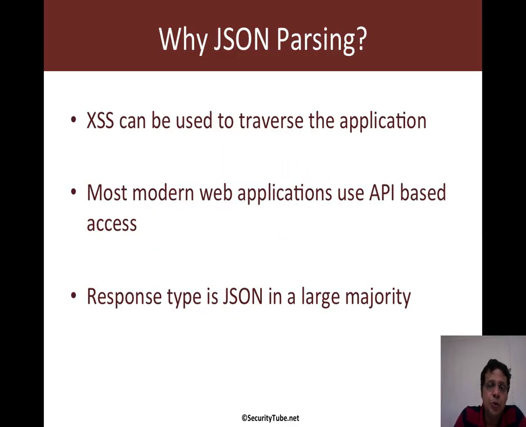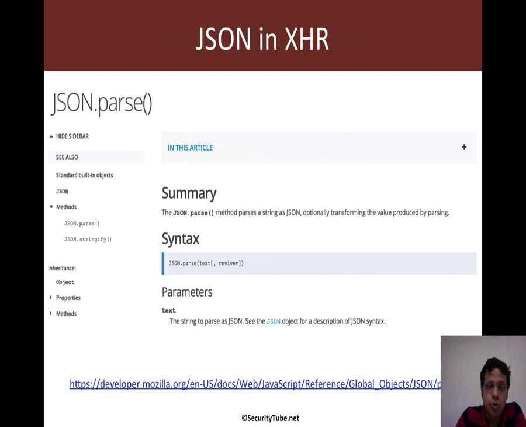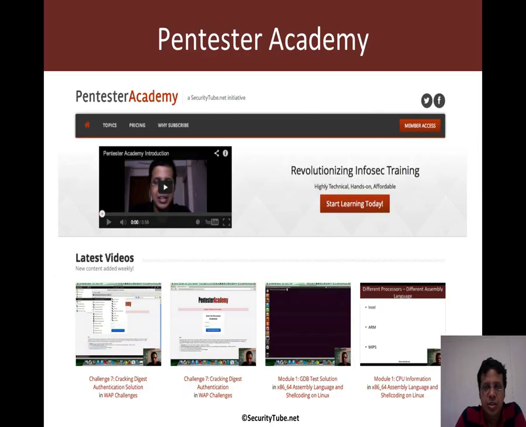So why is JSON parsing important to a pen tester? Now just like in the previous case for HTML parsing, when you find an XSS, traverse through the application, a lot of modern web apps use APIs which may return JSON. Now this is where it is important that you can parse that JSON response and use it effectively within your XSS payloads. This is the reason why we are looking into JSON parsing. Now, the best way to parse JSON is using JSON.parse, and let's jump right into an example.